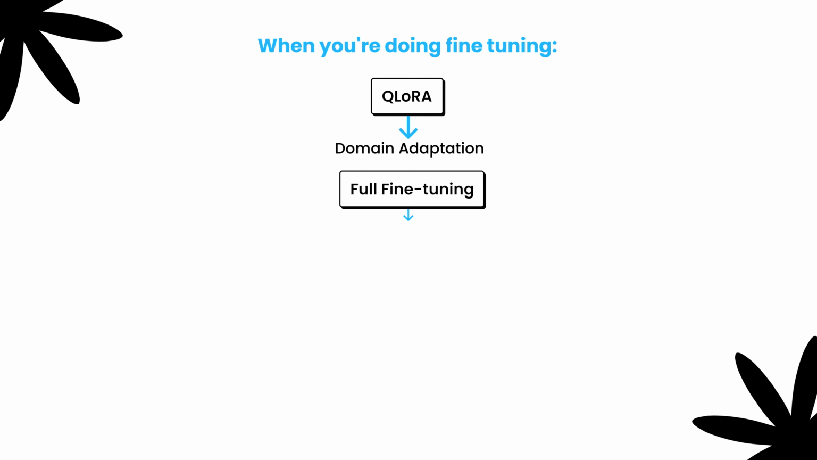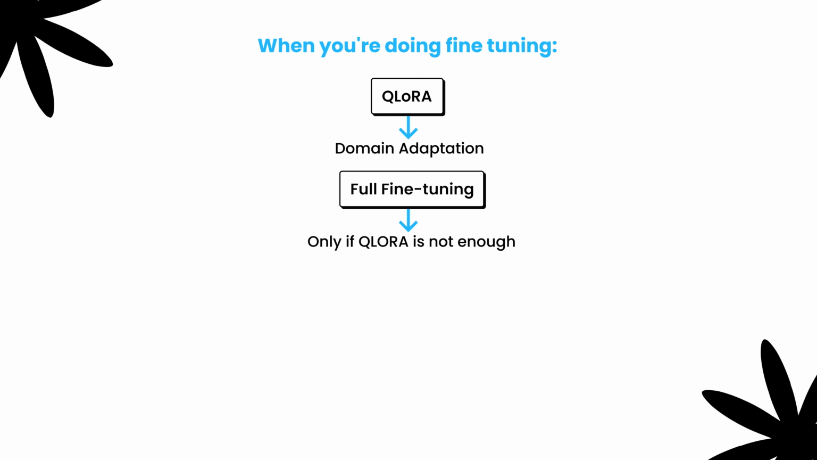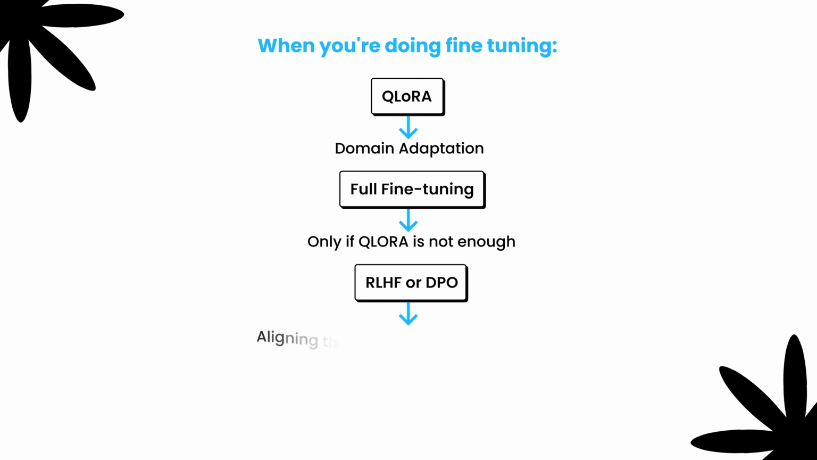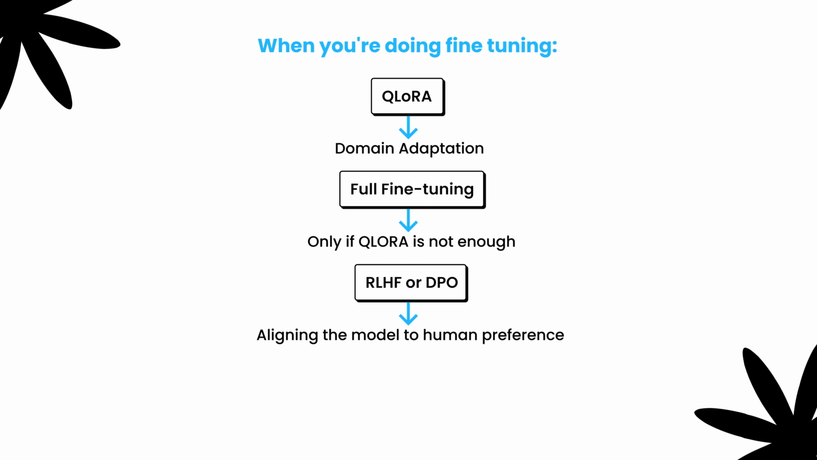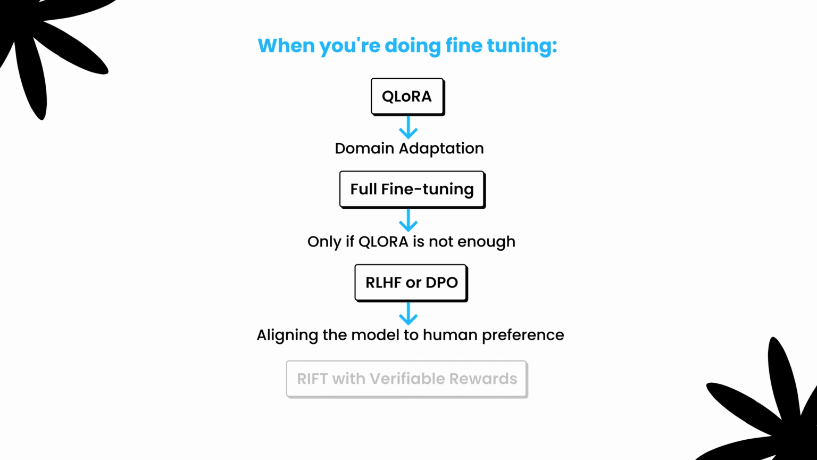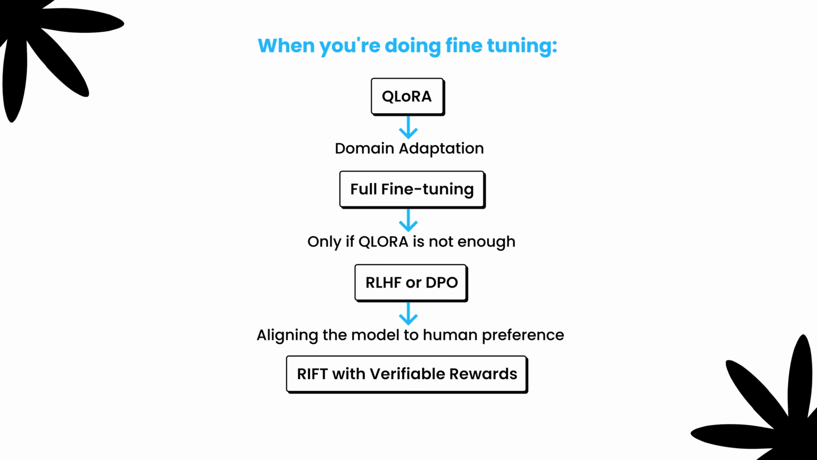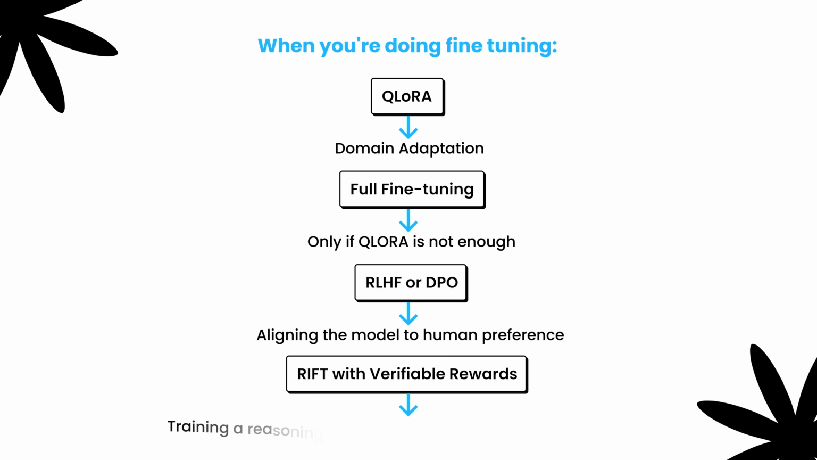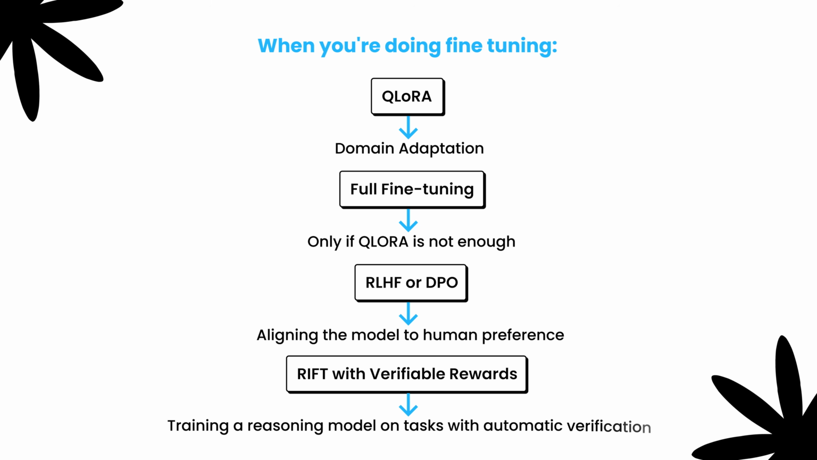Use full fine-tuning only if QLoRA is not enough. Use RLHF or DPO when you care about aligning the model to human preference, like style, safety, or tone. Use reinforcement fine-tuning with verifiable rewards when you're training a reasoning model on tasks with automatic verification.